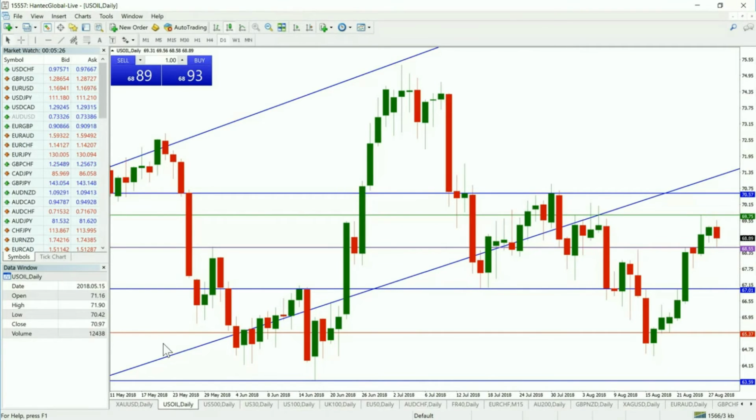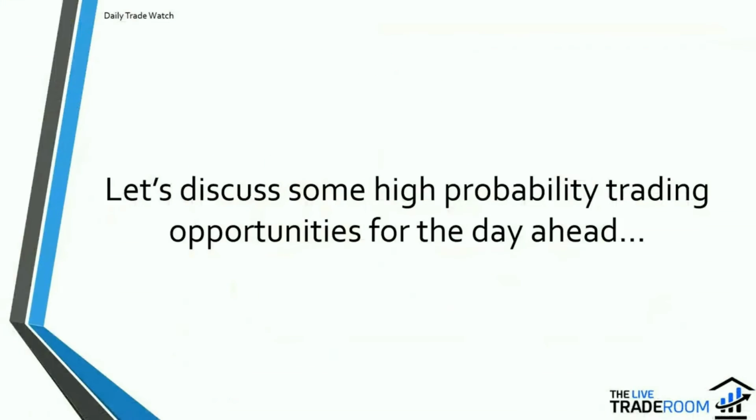That just about concludes today's daily trade watch. Again, dollar weakness trades, dollar strength trades, and potentially an opportunity in the gold market. And these are the trades amongst a few others that we'll be looking at trading in the morning session.